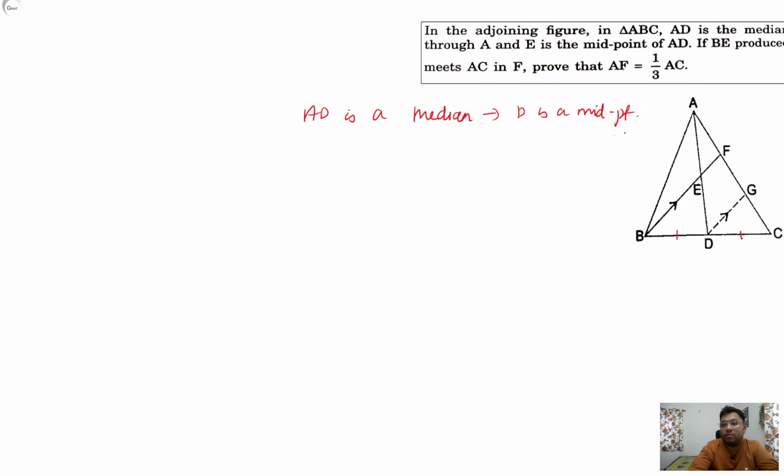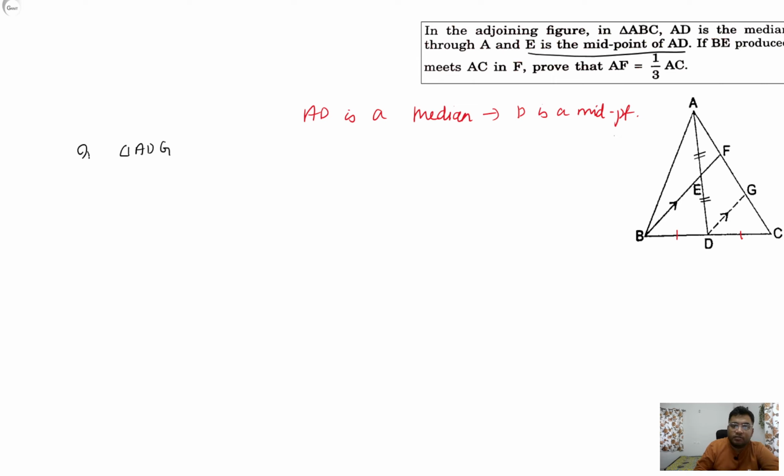So AD is a median. All right. Now I'm going to work with triangle ADG. So in triangle ADG, if you see there, E has been given as a midpoint. If you read the question, they are saying E is the midpoint of AD, right? And I also have DG parallel to BF. So one midpoint and a set of parallel lines. What does that bring? Converse of midpoint theorem.